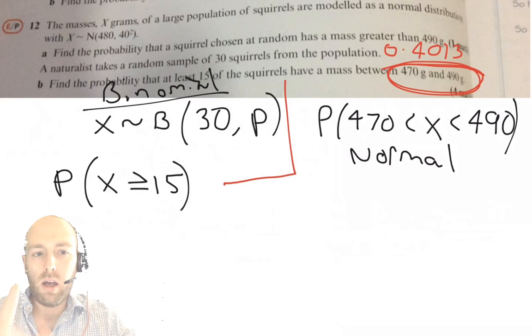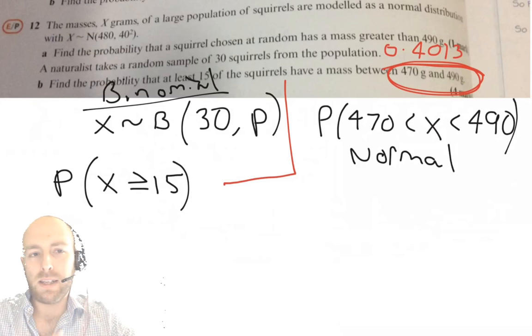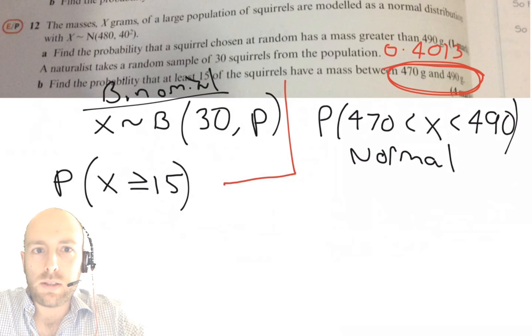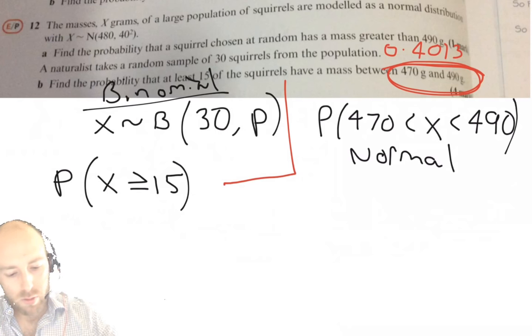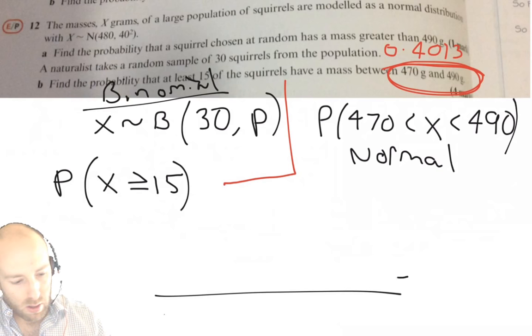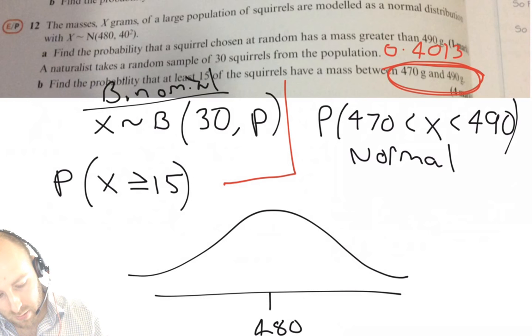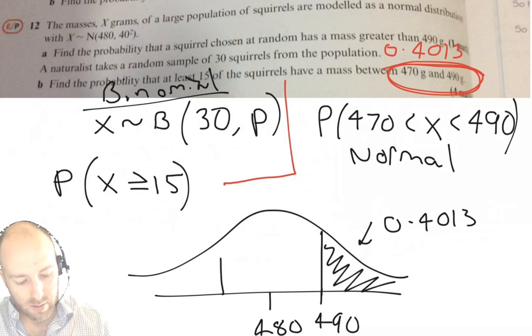Okay, so to do that, if we look back at part A, because it's only 4 marks, we can expect something's going to be valid from part A still. In part A, we wanted to try and find the mass greater than 490. So we found greater than 490 was 0.4013. If I do a quick sketch of what we've done, we know 480 was here. We found greater than 490 was this bit, 0.4013. And we're trying to find 470.